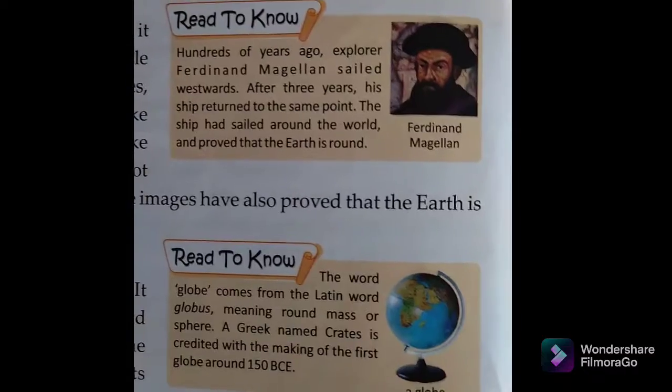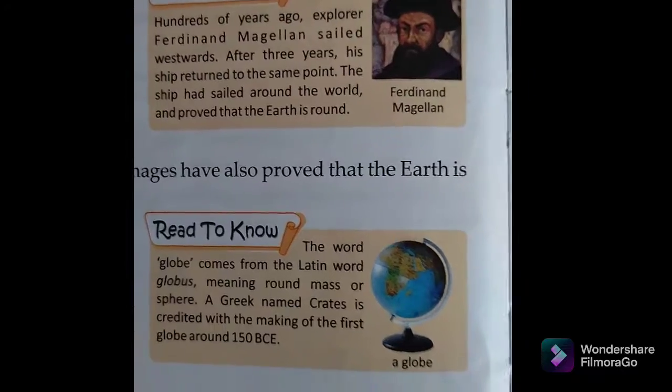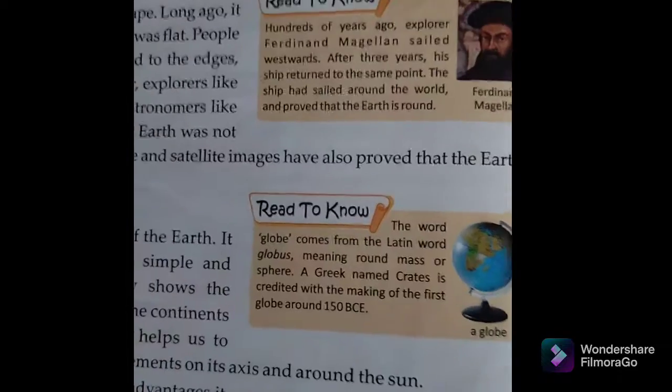Now the read to know. Hundreds of years ago, explorer Ferdinand Magellan sailed westwards. So this story is about Ferdinand Magellan that we read. After 3 years, his ship returned to the same point. The ship had sailed around the world and proved that the earth is round. Here is a picture of Ferdinand Magellan also.